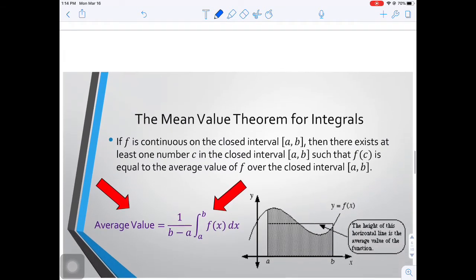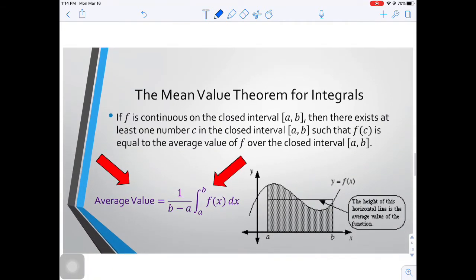Now, something that's kind of connected to this idea is what's called the mean value theorem for integrals. We know the mean value theorem for derivatives, which is that as long as a function's continuous and differentiable on some closed interval, the instantaneous rate of change has to equal the average rate of change at least once within the interval. Well, the mean value theorem for integrals is kind of a similar idea.